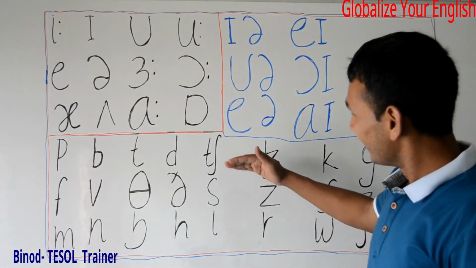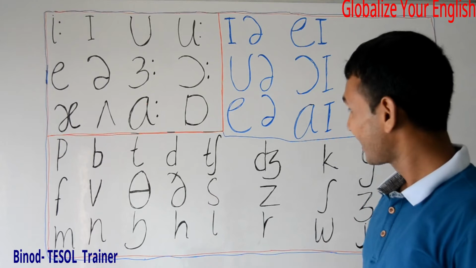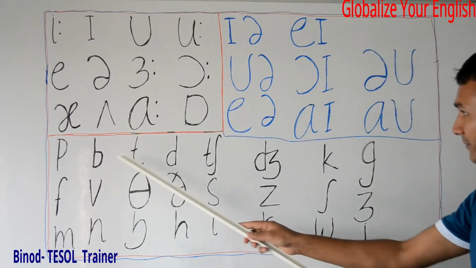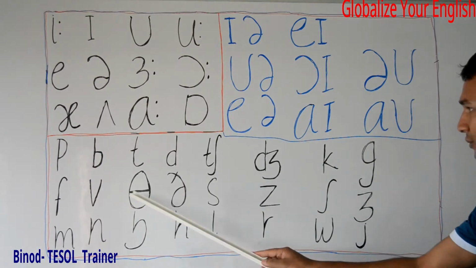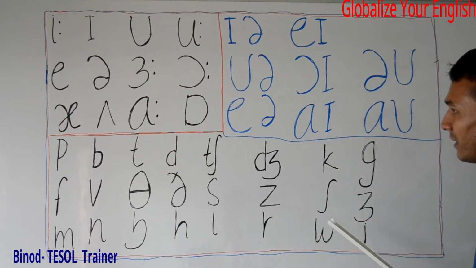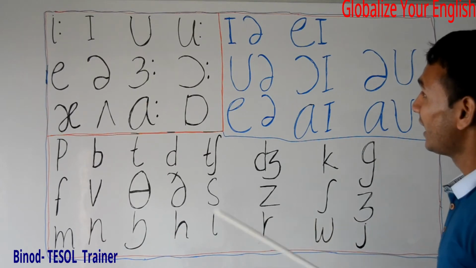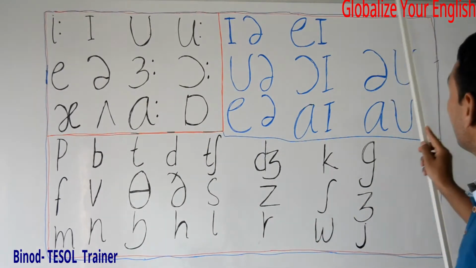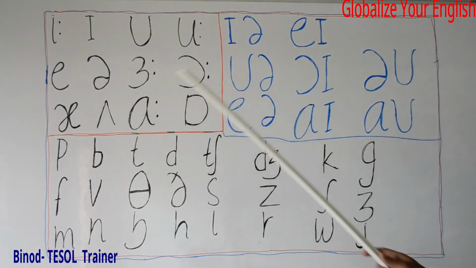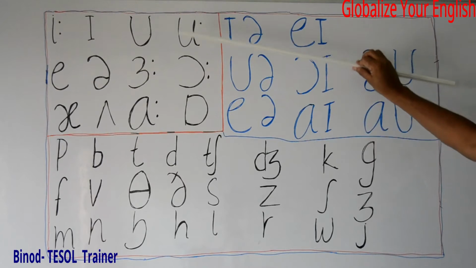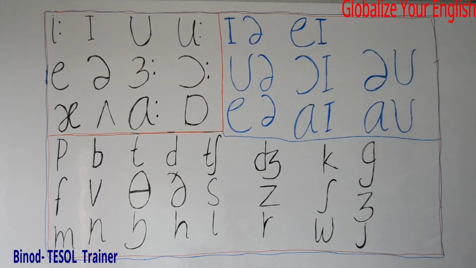And these sounds at the bottom here are called consonant sounds. All the sounds from here to here, there are three sections here, okay? They are called consonant sounds. And this, from here to here, above that on the top here, this category is the vowel sound category.